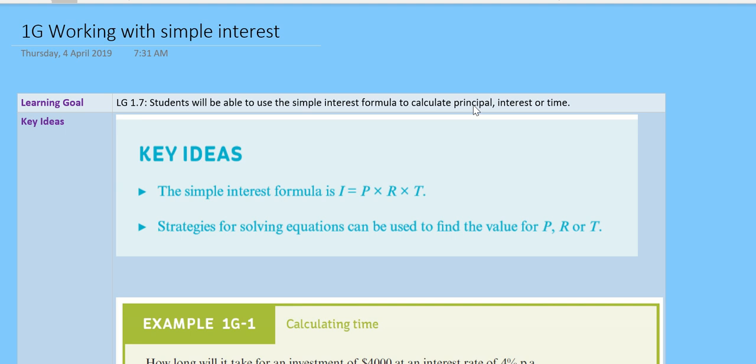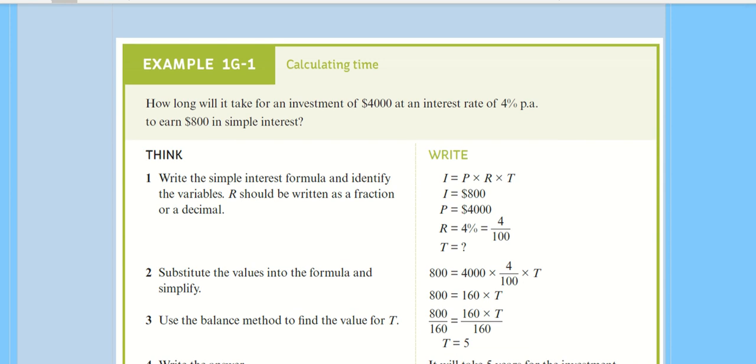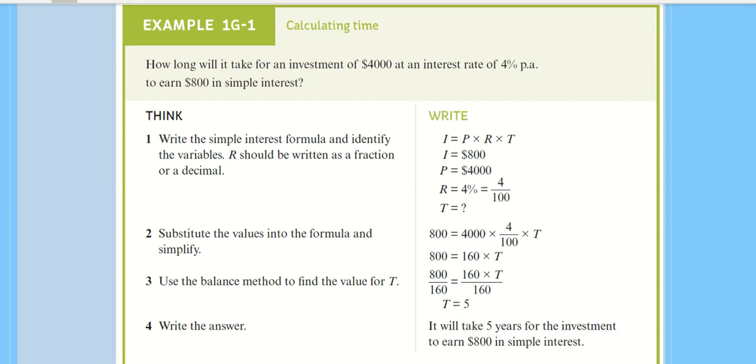Okay, hello students. We're looking at the simple interest formula today again. But what we want to do is to rearrange this formula to find one of the values on the right hand side of the equation. So we're going to find strategies for solving P, R or T. So we need to be able to manipulate or transpose this equation. So let's have a look at our first example here.